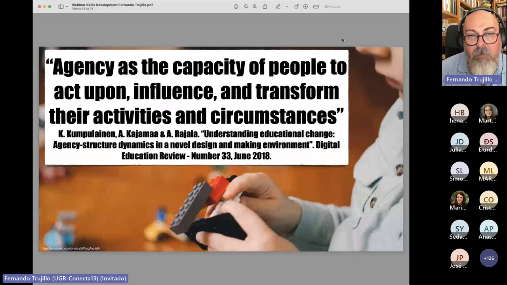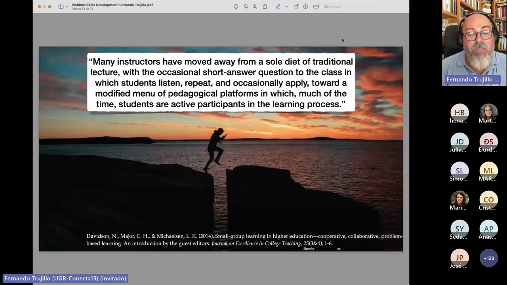Agency is particularly important, because agency, understood as the capacity of people to act upon, to influence, and to transform their activities and circumstances, is the basic element for learners to make use of and get the most out of the learning situation. So thinking in terms of agency is what allows our students to develop their skills. And in that sense, there is a radical change in what teaching means.